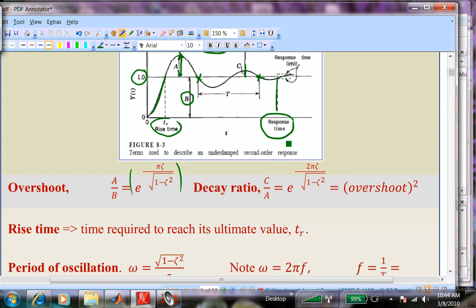All these are concepts. Are there any questions on any of these concepts? Definitions that we're trying to define and understand and characterize the dynamical response of a dynamic system. Okay?